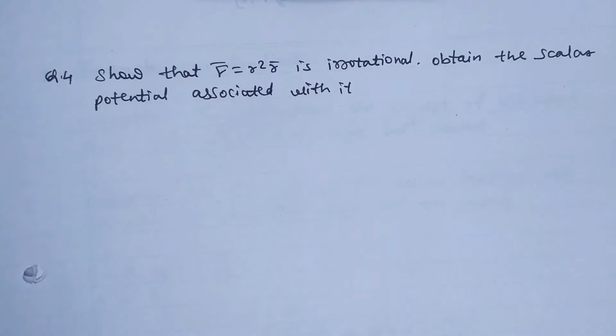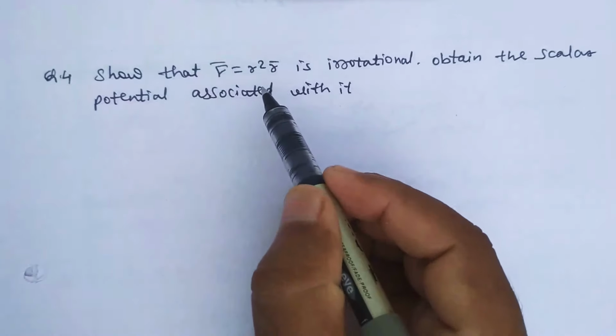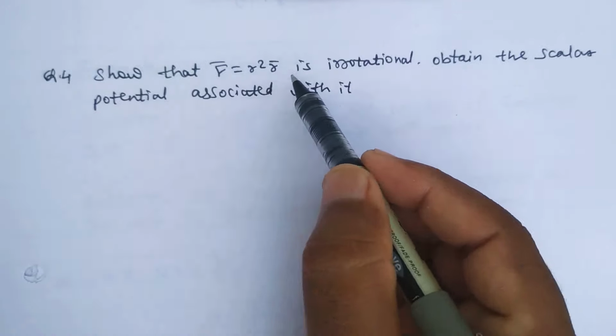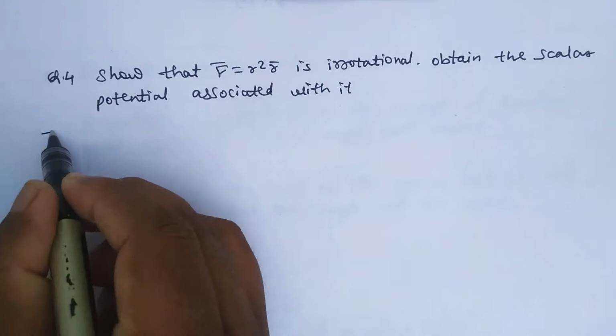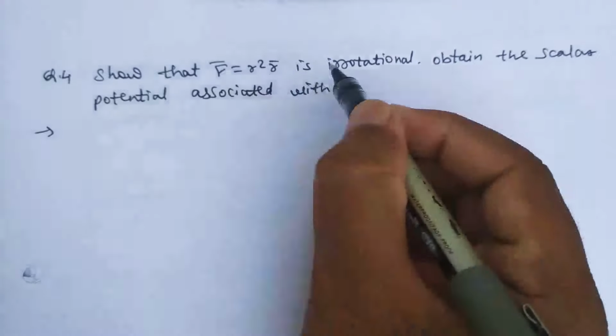Hello all, welcome back. Next example on vector identities. Show that f bar is equal to r square into r bar is irrotational. Obtain the scalar potential associated with it. So first we have to show that f bar is irrotational.